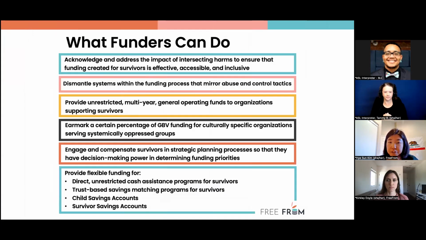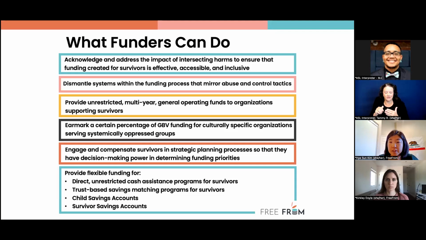Now, what can funders do? Again, first and foremost, acknowledge and address the impact of intersecting harms. And really, this is a first step for everybody, regardless of what type of actor they are. Funders should also dismantle systems within the funding process that mirror abuse and control tactics.